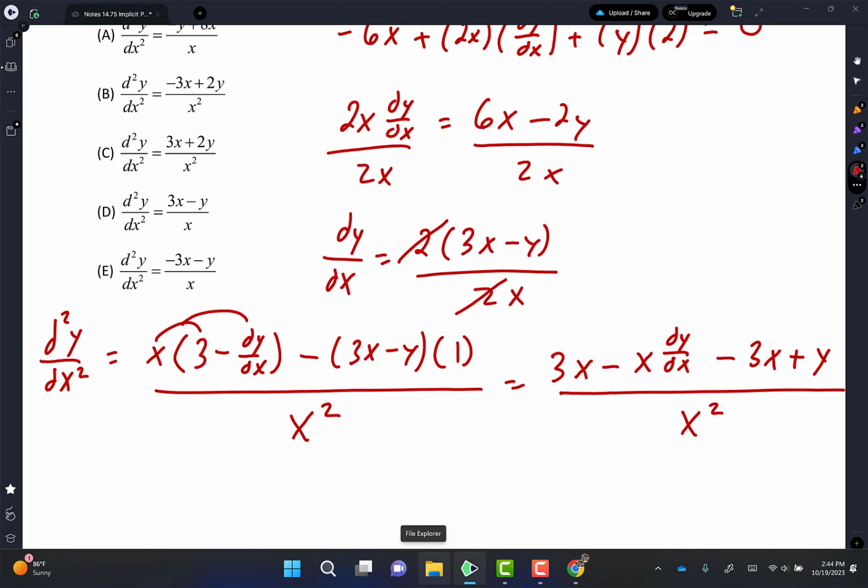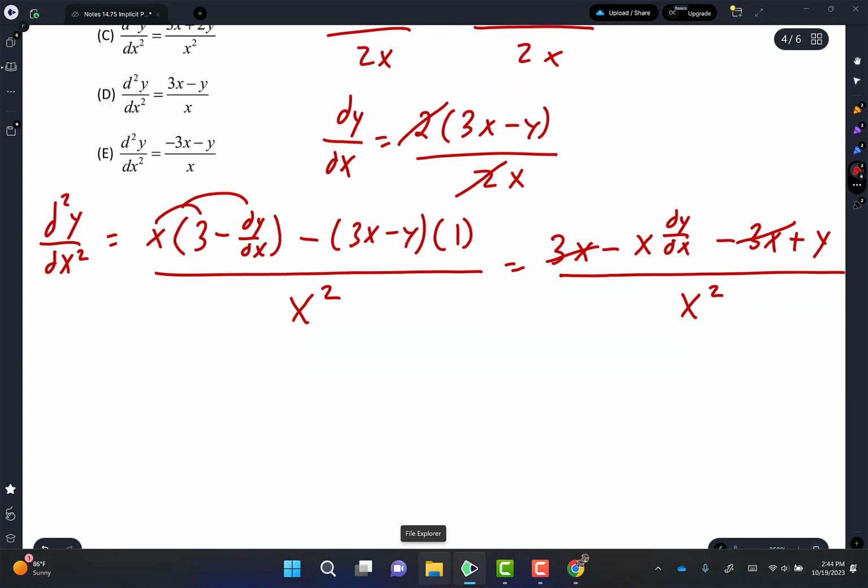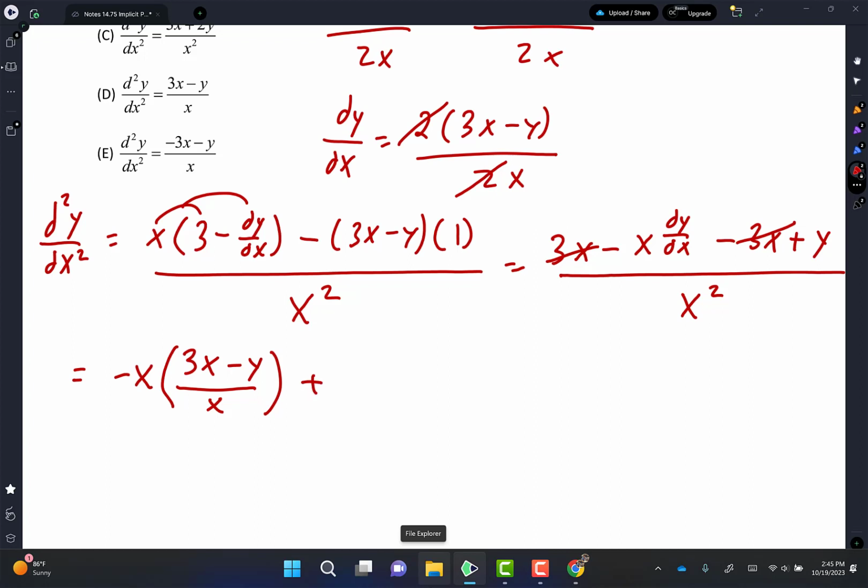Are we still okay? All right, so I noticed something. They're being nice to me. The 3x is 0 out. You can cancel, but 0 out's better. Are we okay so far? All right, so here we go. This second derivative looks like negative x, and instead of writing dy dx, I'm going to write the expression for dy dx: 3x minus y over x, close it, plus y. All this is over x squared. I don't see any issues. I think everything looks okay to me so far.